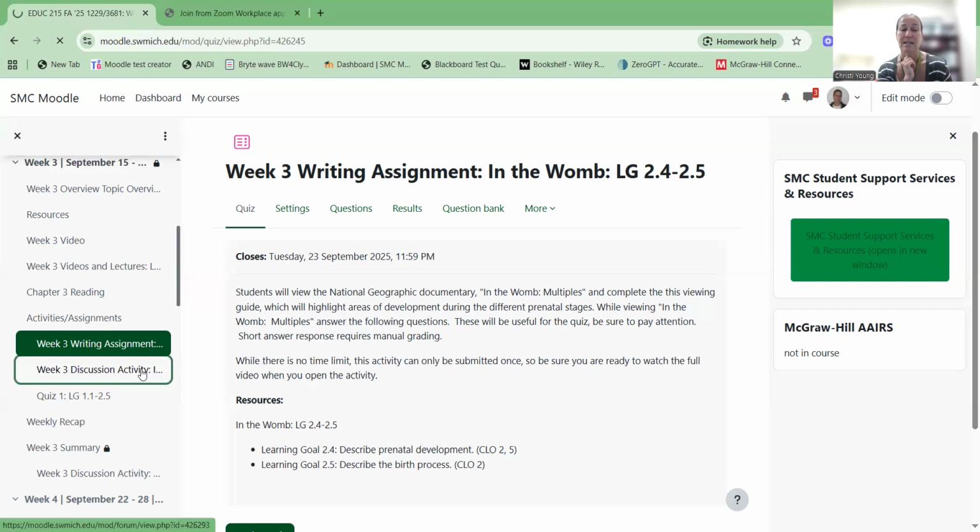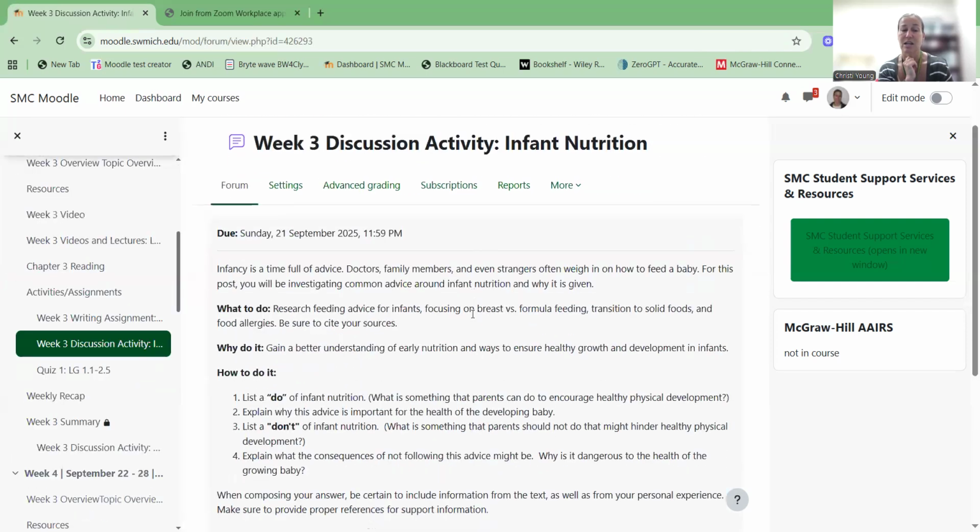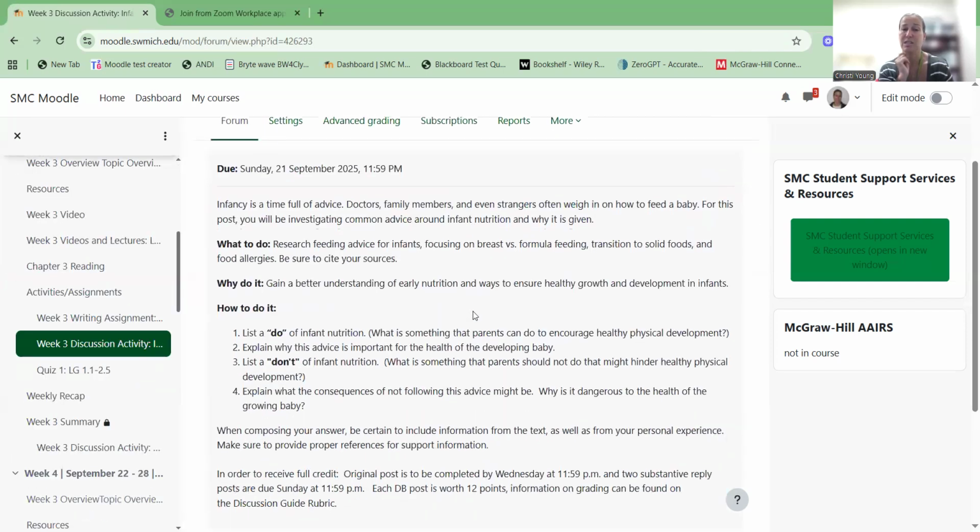Your second activity this week is a discussion activity where you're going to tackle the discussion of infant nutrition. So we are talking about physical development this week. One of the things that dramatically contributes to physical development is infant nutrition.